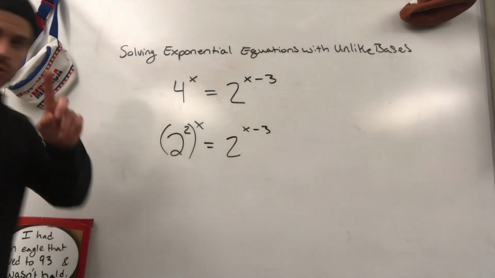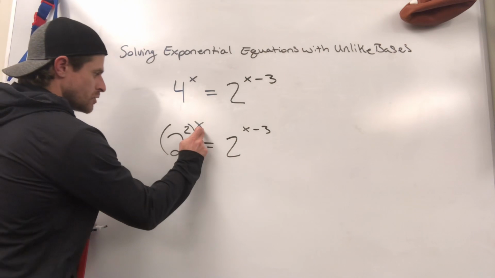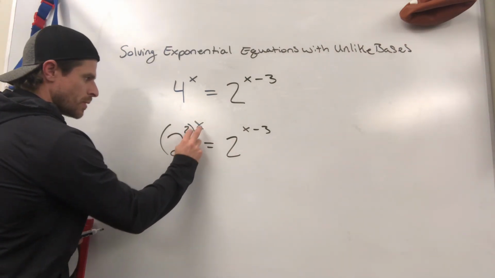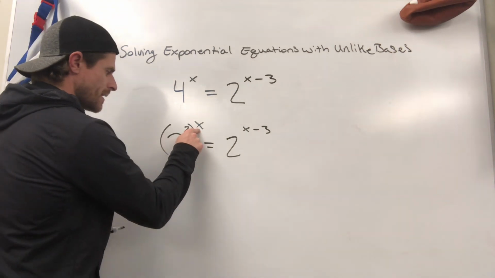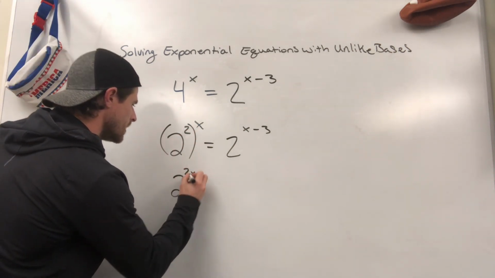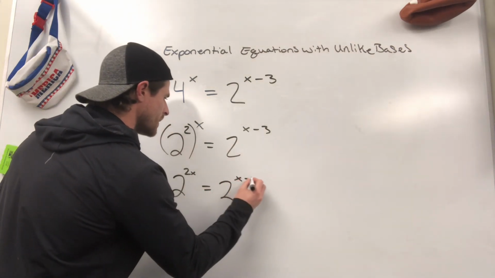Well, one thing you need to understand is this. The power over power rule says when you have two exponents with one above another, we need to multiply these two parts together. So that 2 needs to multiply by that x. So what this is really showing is 2 to the power of 2x, which is equal to 2 to the power of x minus 3.